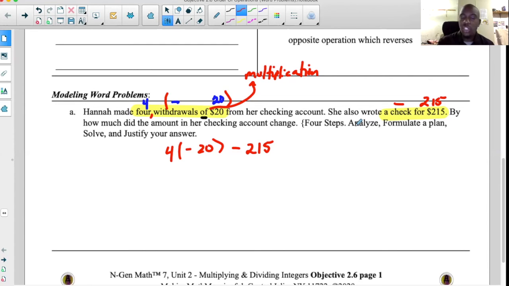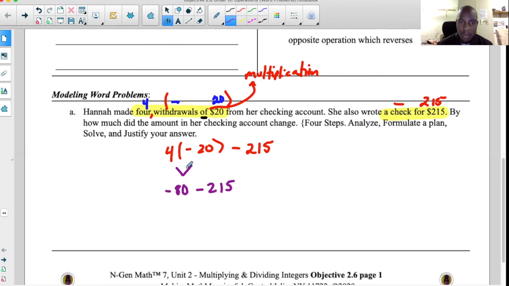The next thing we need to do is solve this. And once again, now we follow the order of operations. We're not going to play around and skip around and say, okay, let's do subtraction first. We're going to multiply first because we see multiplication. We're going to say 4 times negative 20 gives us a negative 80. We're going to bring down minus 215.